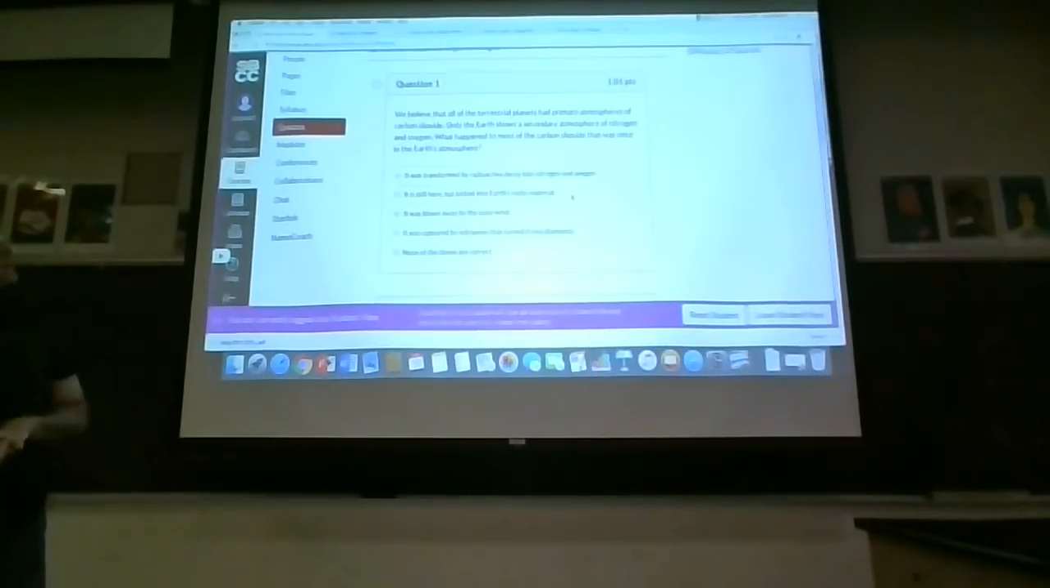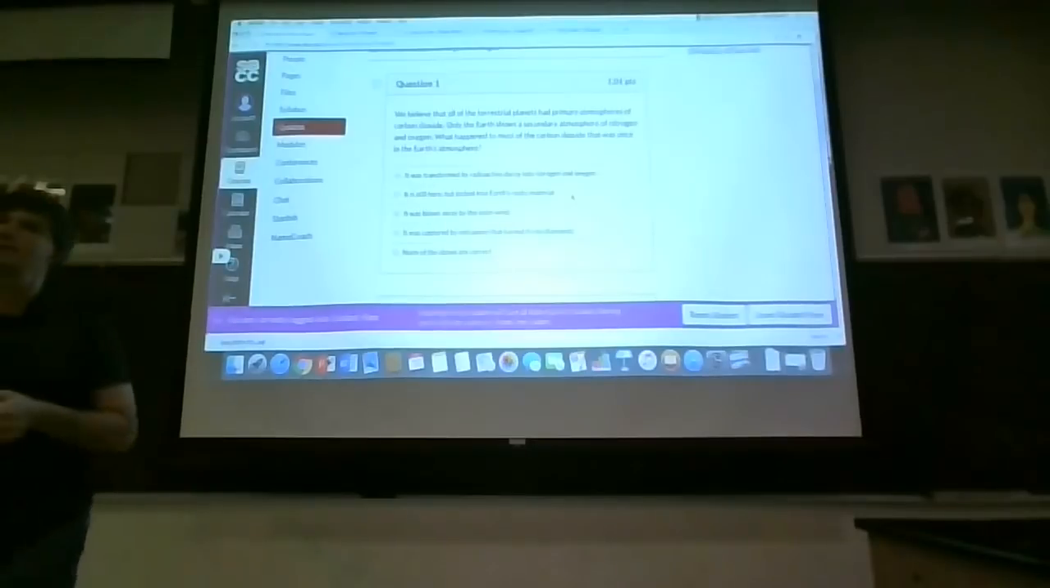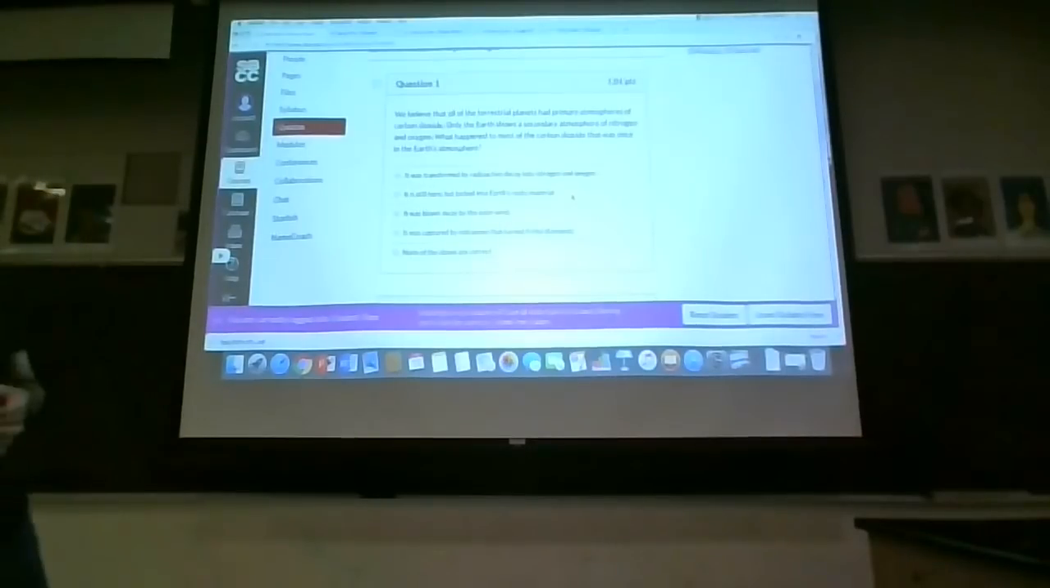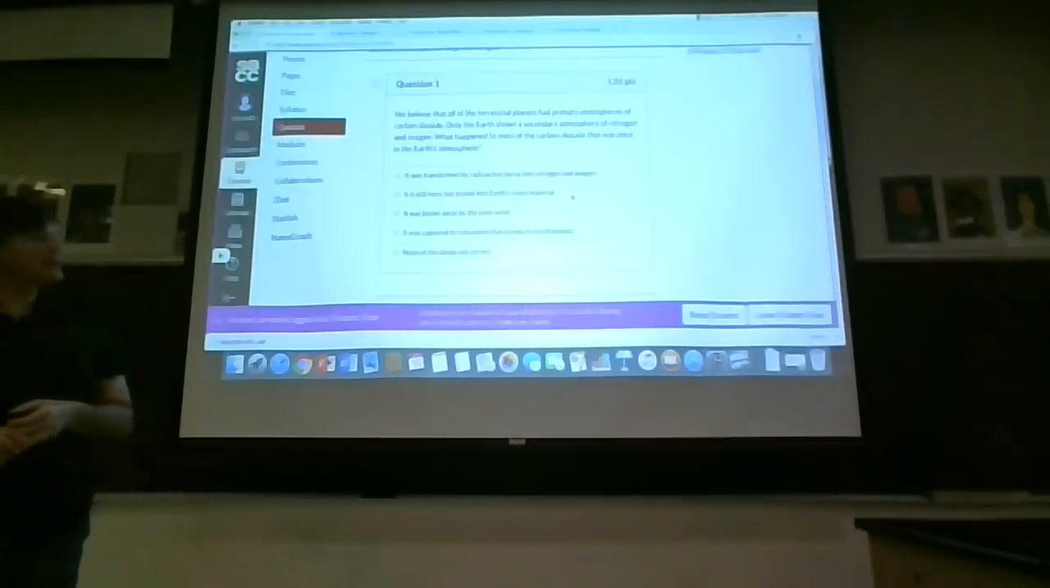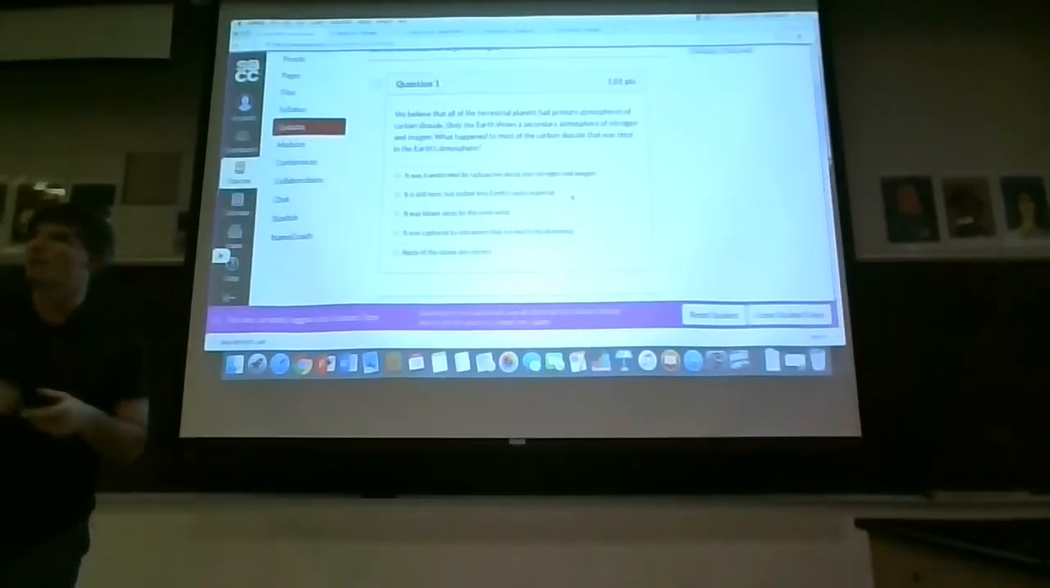What happened to most of the carbon dioxide that was once in the Earth's atmosphere? Number one, it was transformed from radioactive decay. No, that would be weird. I mean, it could be, but it's not. It is still here, but locked into Earth's rocky material. Is that true? Actually, that's the right answer, but why?